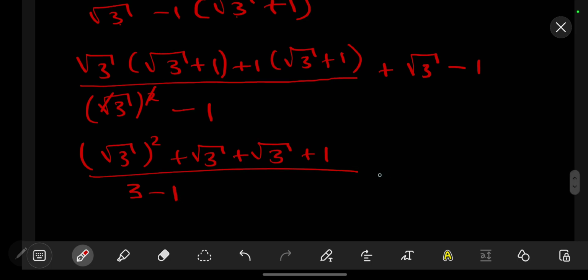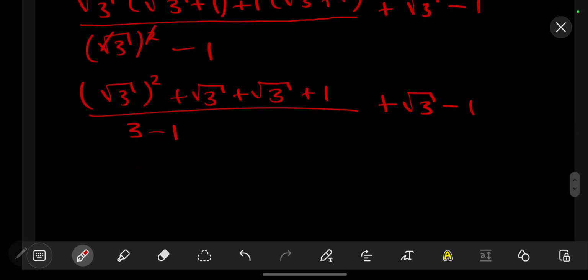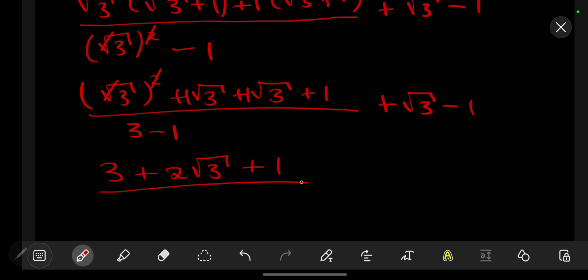Then we are going to have plus the square root of 3, then minus a 1 like that. So when we do that, this one and this one will go. So we have a 3 plus square root of 3 plus square root of 3. So you just add the coefficients, which is 1 plus 1. It will be a 2 square root of 3. Then we have plus a 1 there. Over 3 minus 1, it will give us 2.